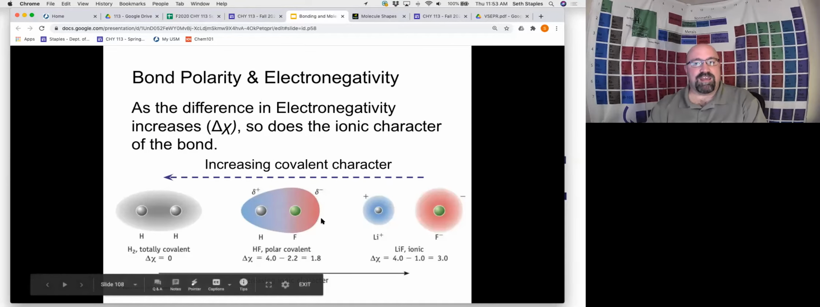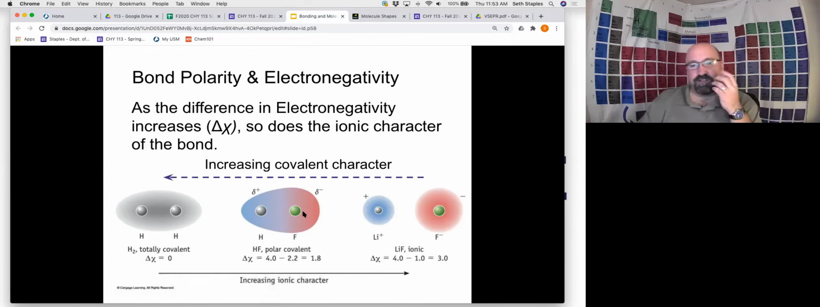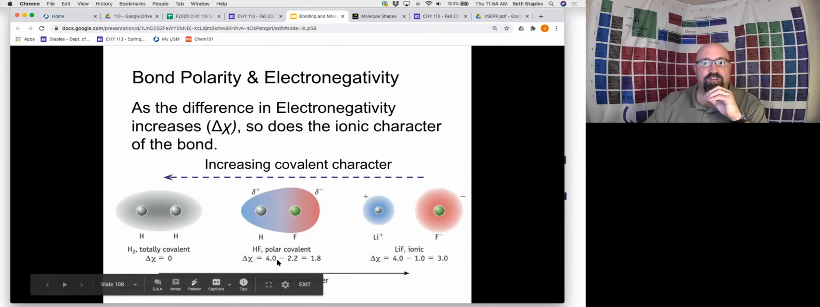As we get in between that 1.7 and 0.5 range, the atom of greater electronegativity starts to look negative. And that's what this delta negative means here. So lowercase delta, this delta negative means that in HF, our electronegativity difference is 1.8. We're starting to build up, and this would actually be considered close to ionic, to be honest, but we're just going to look at it as polar covalent.